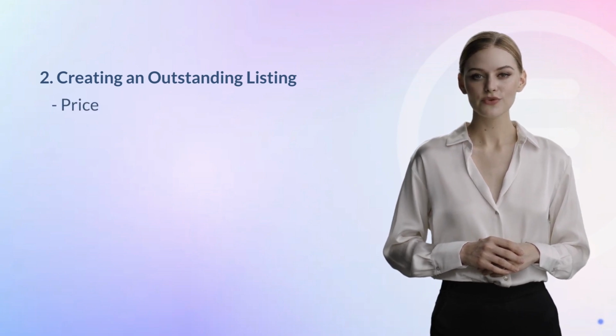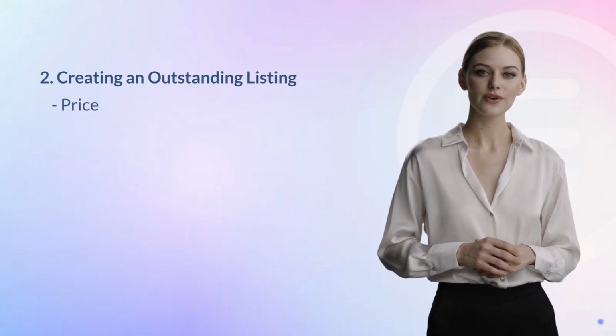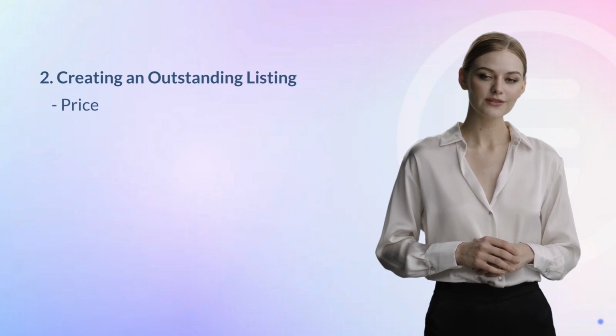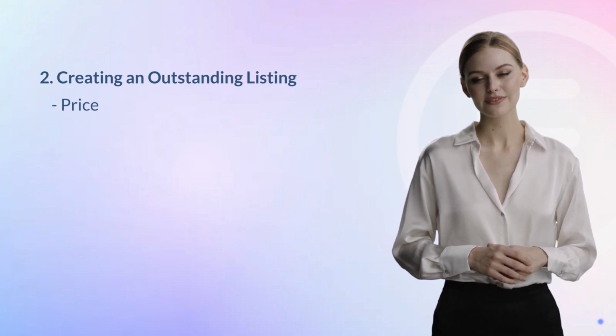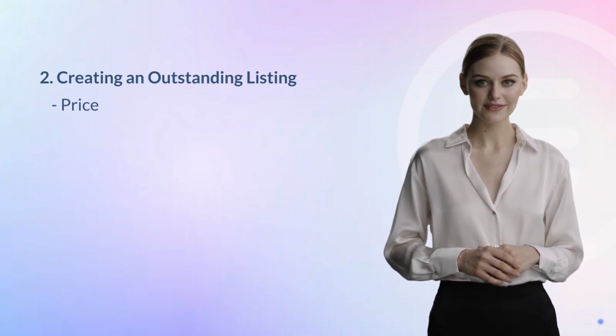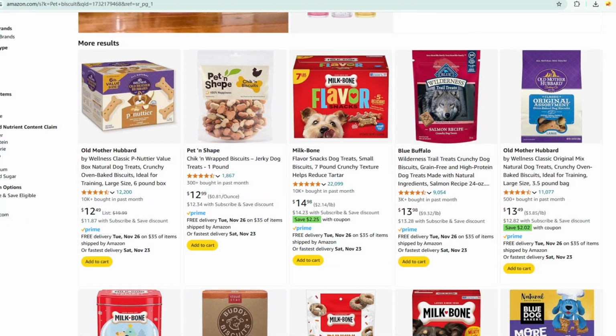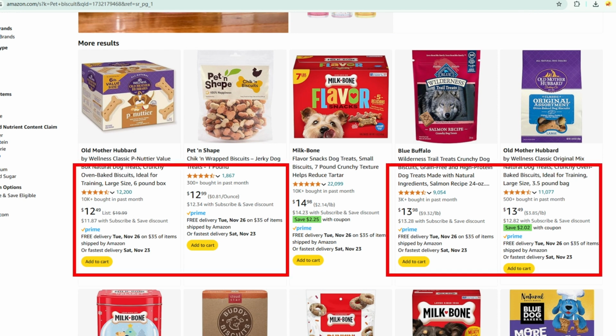The next is product price. Your product's price plays a huge role in whether customers click on your listing or scroll past it. But it's not just about setting the price low, but about setting it strategically. As you can see, similar products on Amazon are usually within a narrow range, with only minor differences. This often creates a price trap where your product doesn't stand out in terms of perceived value.